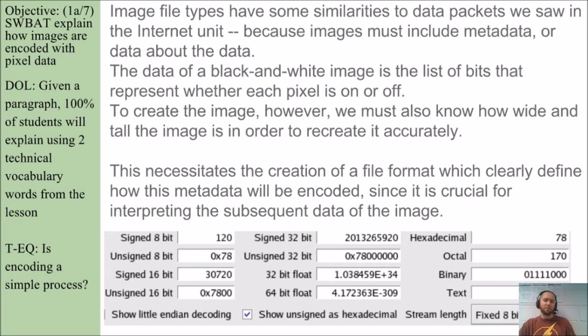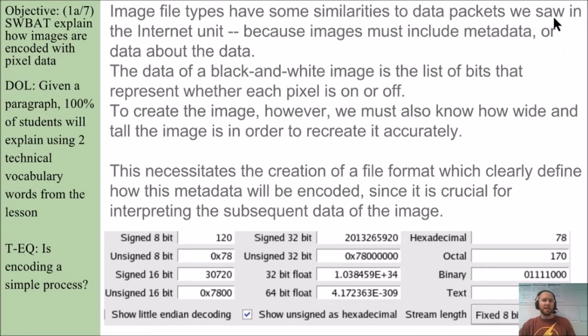Image file types have some similarities to data packets we saw in the Internet unit because images must include metadata, or data about data. The data of a black and white image is the list of bits that represent whether each pixel is on or off. So very easy. It's black and white, on and off, connects well. To create the image, however, we must also know how wide and tall the image is in order to create it accurately. This necessitates the creation of a file format which clearly defines how this metadata will be encoded, since it is crucial for interpreting the subsequent data of the image.